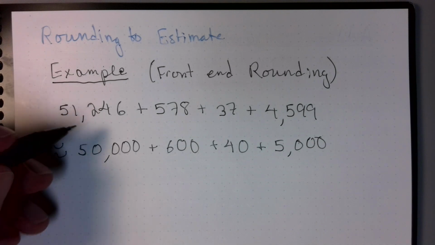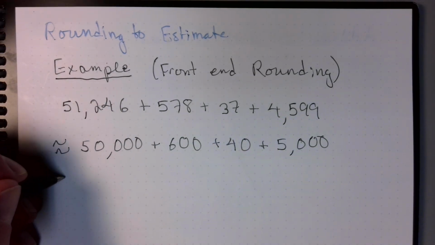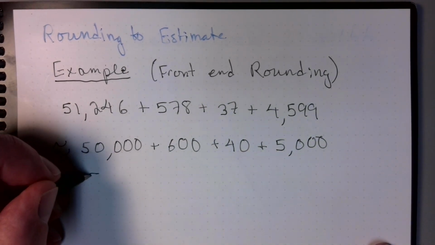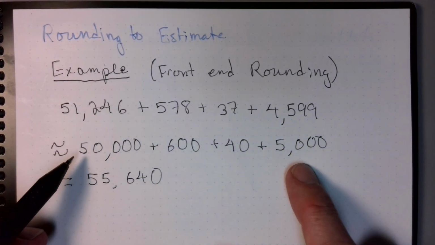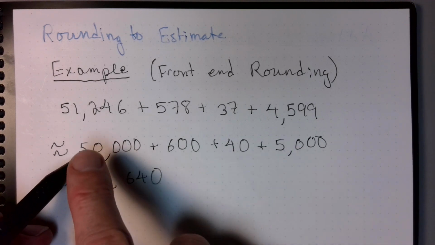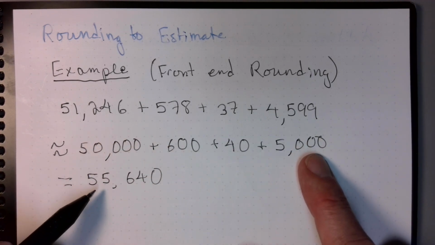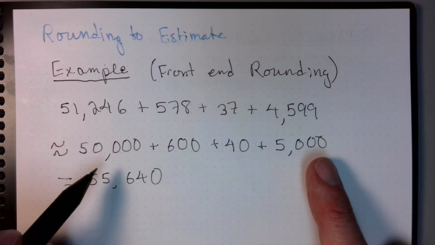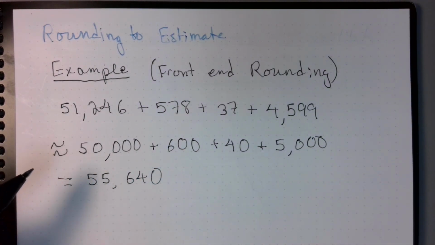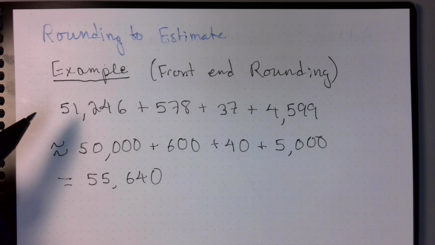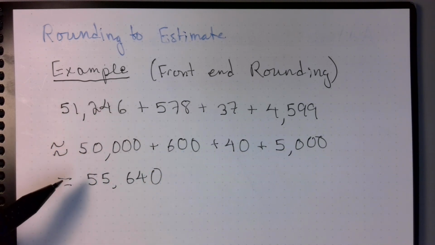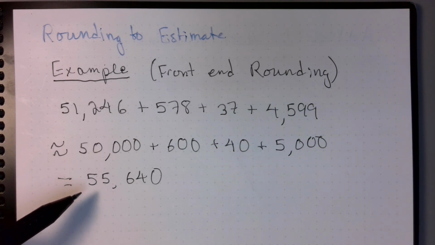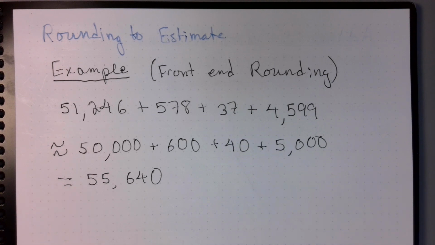Okay? And here, the neat thing about this is if I do this adding, it's 55,640, right? Notice I went and added these first. I have 50,000. Over here I have 5,000, so I have 55,000. I have 600 and I have 40, so I have 55,640. Okay, so if I didn't need the exact answer and just needed an idea of how big this sum was, it's about 55,640, or about 56,000 if you want to round this again.